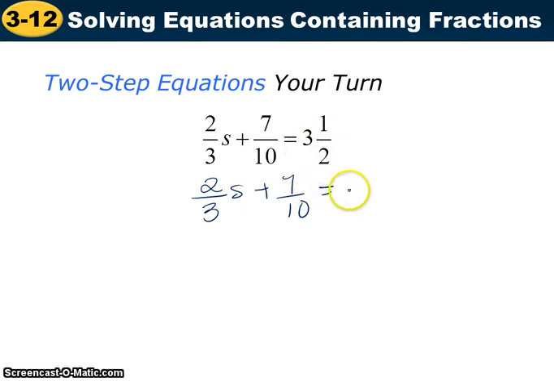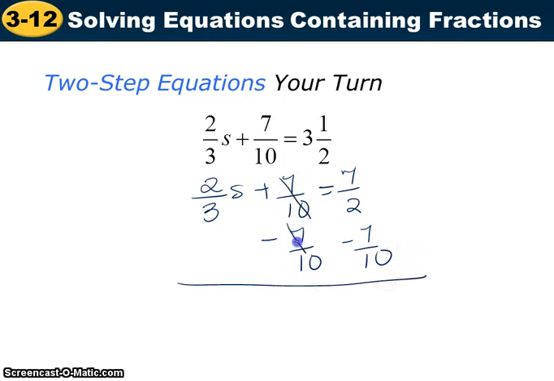3 times 2 is 6 plus 1 is 7. Okay, now we need to get rid of, again, 7/10. Whatever is attached to the variable, don't touch it yet. Do it last. So we subtract 7/10 again on both sides of the equation. These guys are opposite. They will cancel.